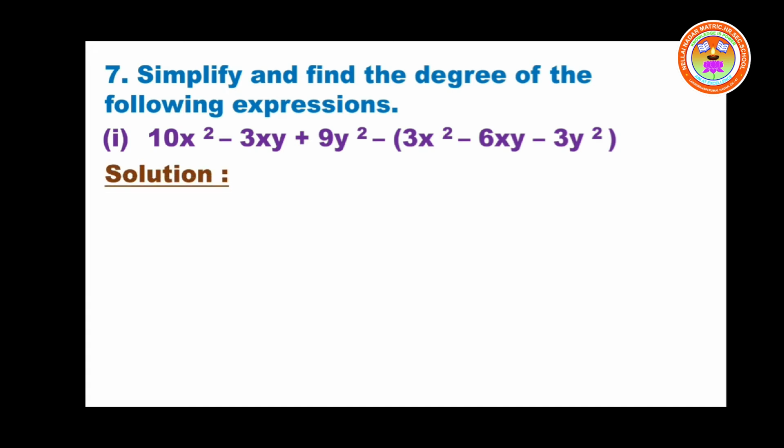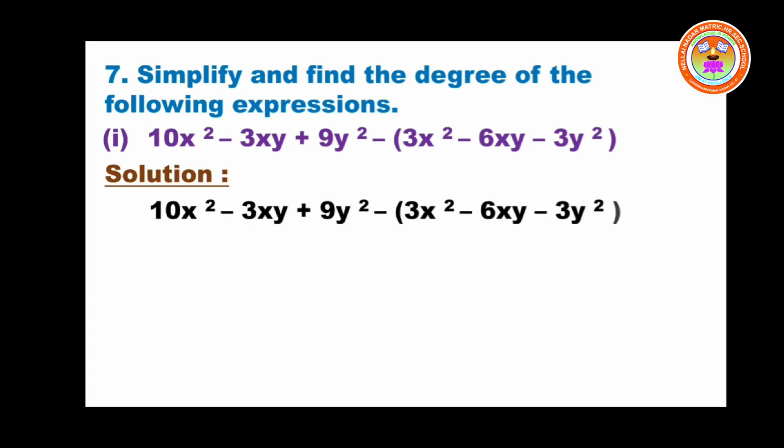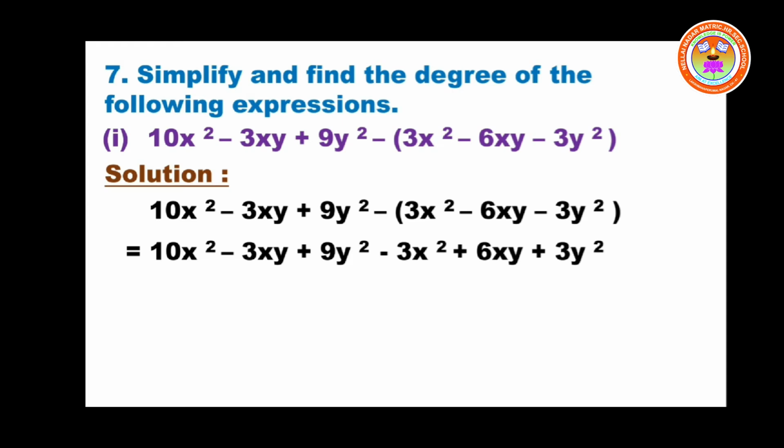Now let us move to the solution, children. You write the question as it is: 10x square minus 3xy plus 9y square minus 3x square minus 6xy minus 3y square, which is equal to, now I have removed the brackets. 10x square as it is, minus 3xy as it is, plus 9y square as it is. Now I'm going to remove the bracket. Before a bracket, if it is a positive sign, you can write as it is, but here you have a negative sign. So the signs present inside the bracket get changed.